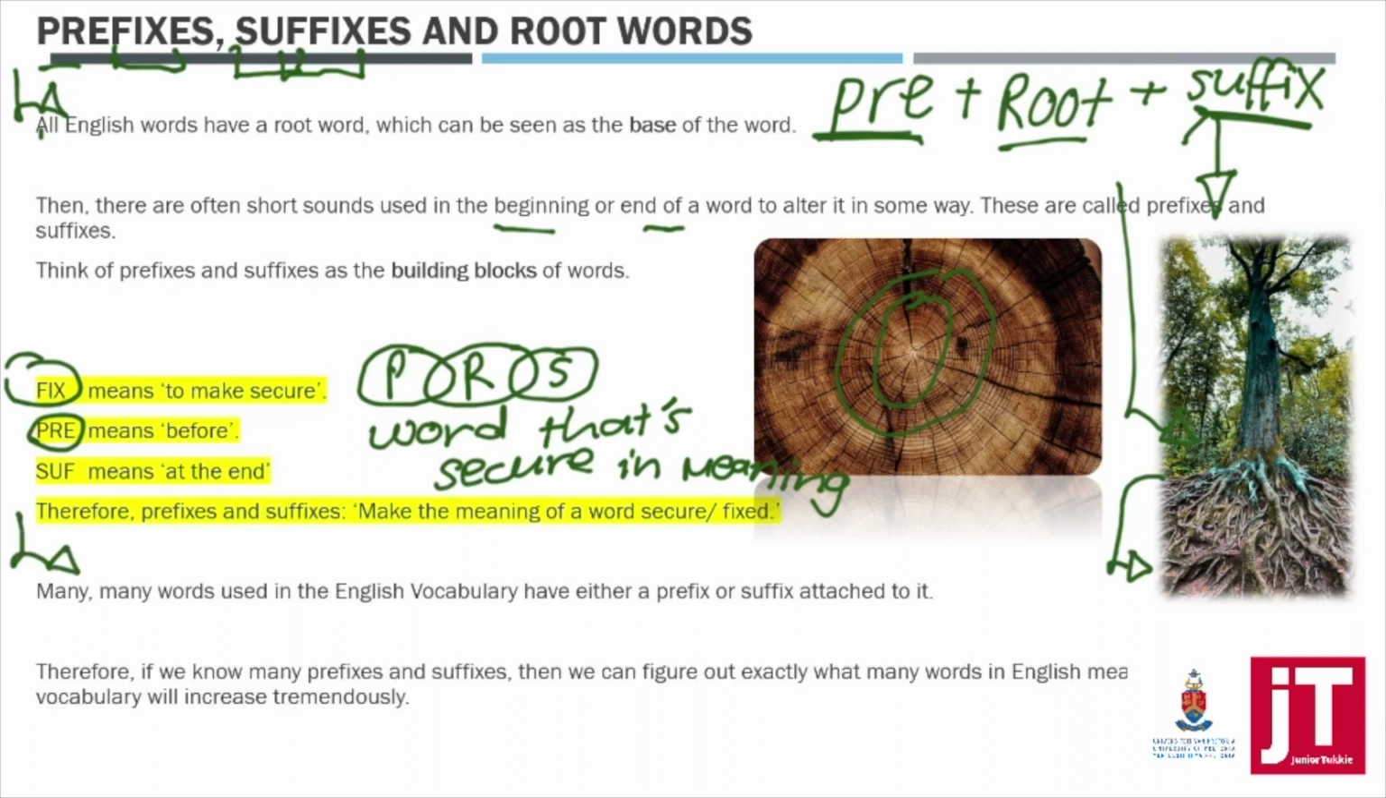I'm just reading down here now. Many, many words used in the English vocabulary have either a prefix or a suffix attached to it. Therefore, if we know many prefixes and suffixes, then we can figure out exactly what many of the words in the English language mean. Okay, hence your vocabulary will increase tremendously. Simply because you know prefixes and suffixes, you will know the meaning of very long words. I'll explain as we go along. I promise this will make more sense, guys.